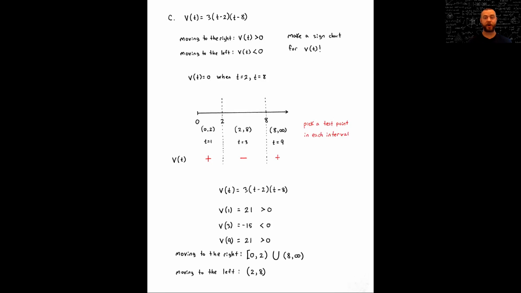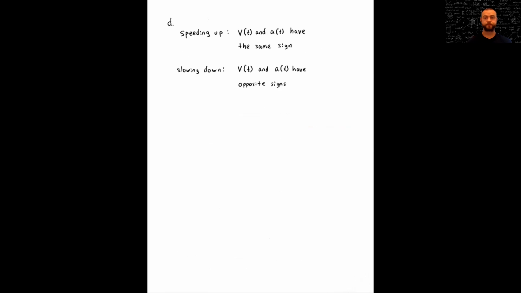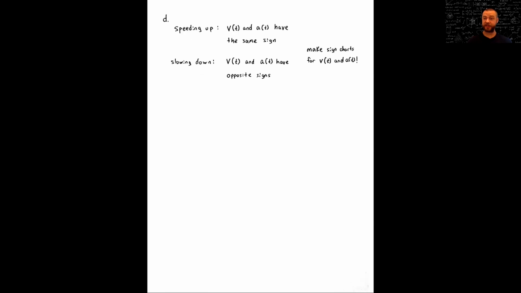Now, when we take a look at part D, here we have our sign chart for the velocity. We're going to need to make a similar sign chart for the acceleration to answer questions about when the object is speeding up and when it's slowing down. Let's take a look at that. Our sign charts will tell us when the velocity and acceleration have the same or opposite signs. So let's make sign charts, which we already did for the velocity. We're going to make a similar one for the acceleration.